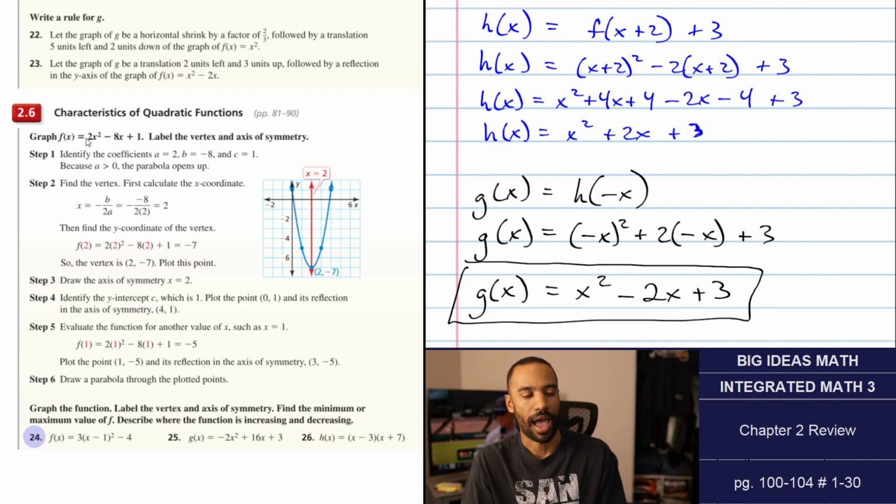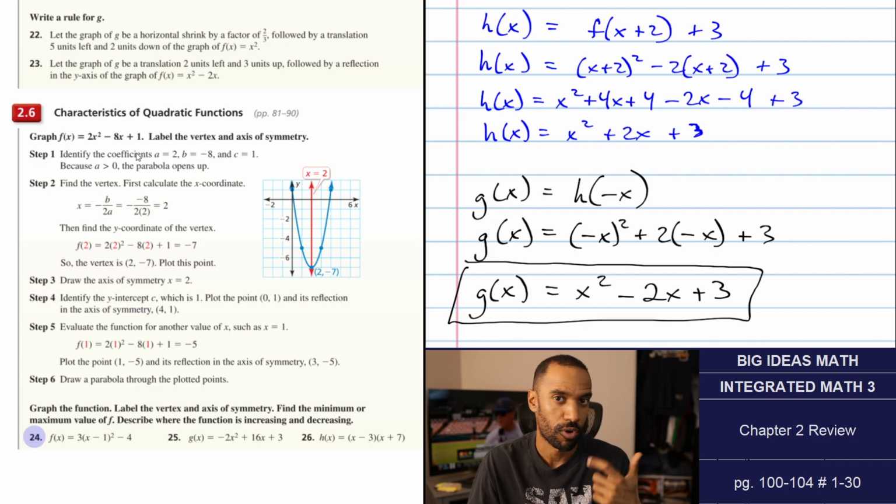They have an example. We graph f of x equals 2x squared minus 8x plus 1. Oh, by the way, we're hitting some standard form and intercept form. This was a big section. We had like 84 questions, I think, on it. Label the vertex and axis of symmetry. So we've done some vertex form graphing already. Let's see what standard form's all about.